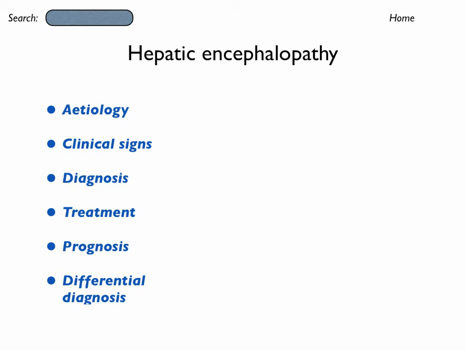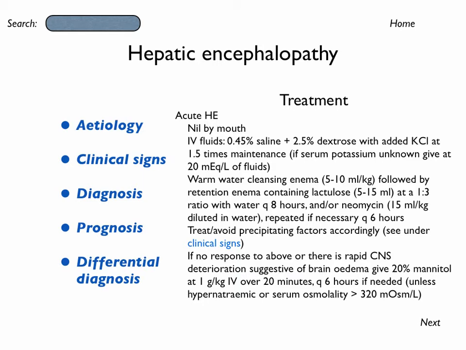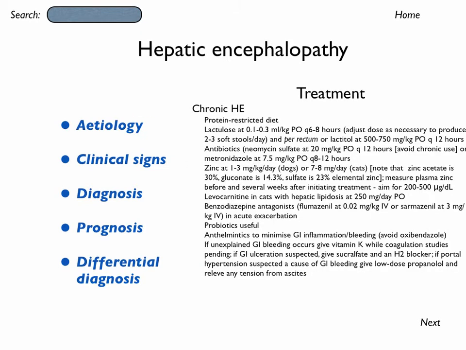So in this case, obviously this cat has been deteriorating while we were waiting for blood results. We may have already started some form of treatment, but I want to know exactly what to do now. So I click on treatment, and in this acute phase, we would start with intravenous fluids, complete a cleansing enema, and if there was no response to that, we would go ahead and give the cat some mannitol.